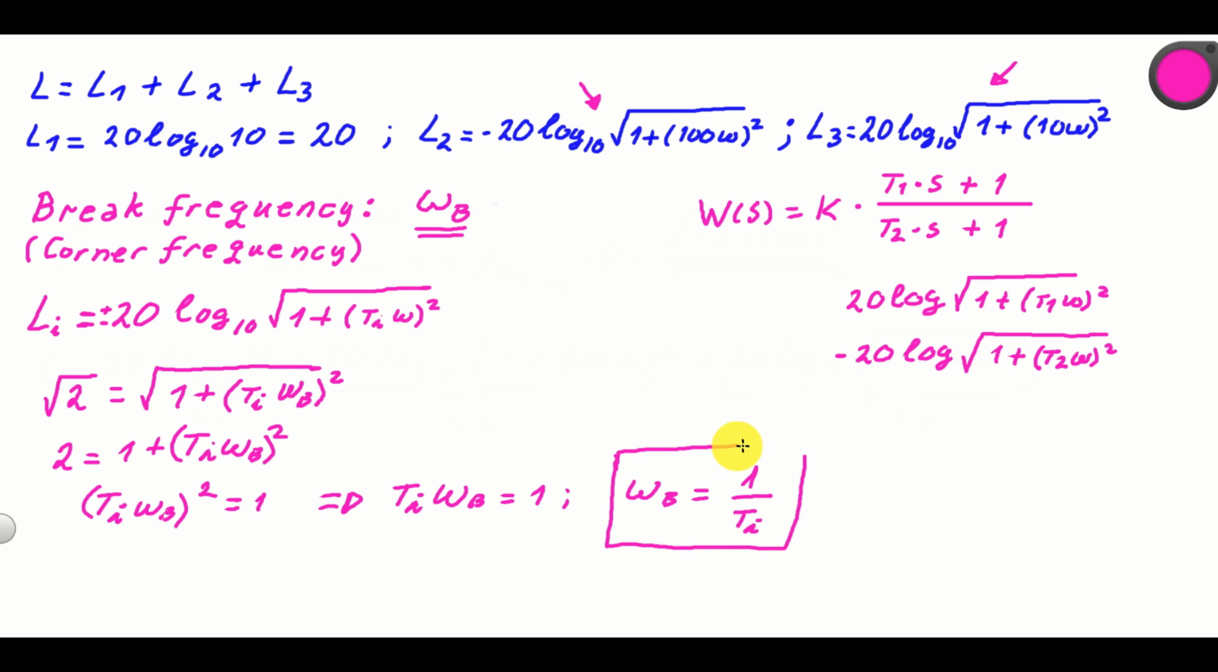And this is a very important conclusion. That's the main reason why we express the terms like this. Namely, by expressing the terms like this, we can immediately read the break frequency. For example, for this term, the break frequency is 1 over 100, and from this term, the break frequency is 1 over 10.